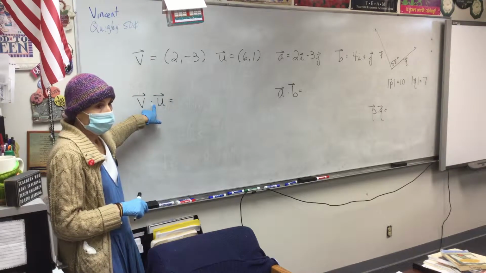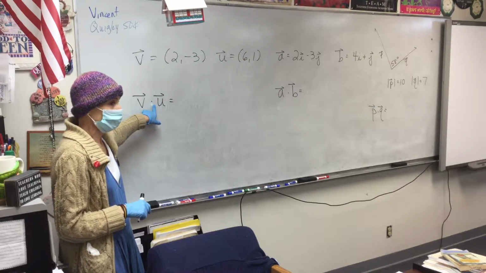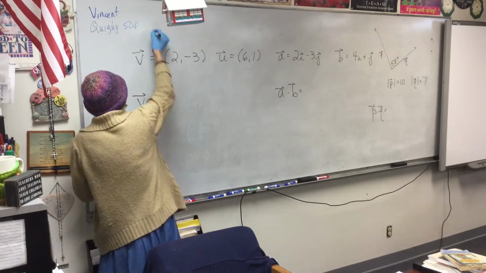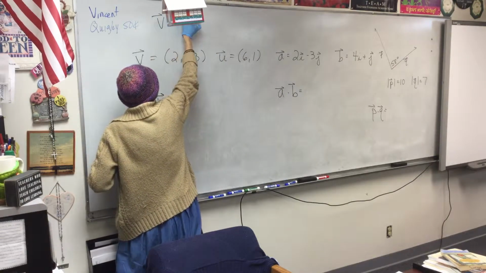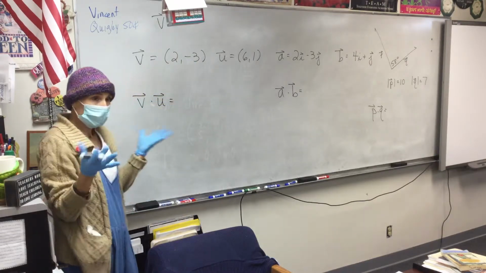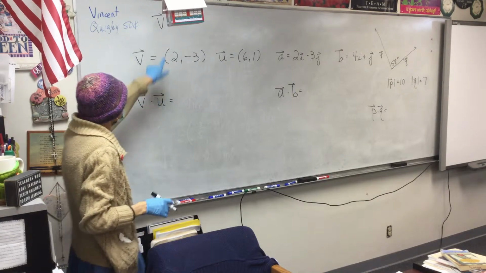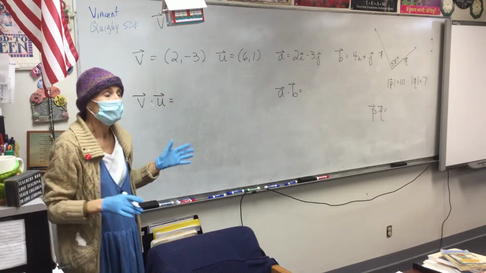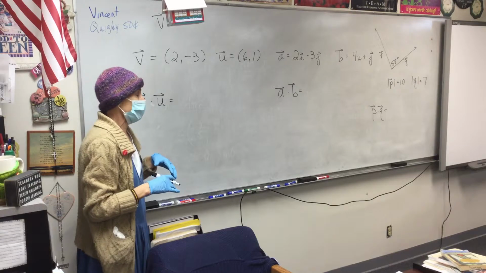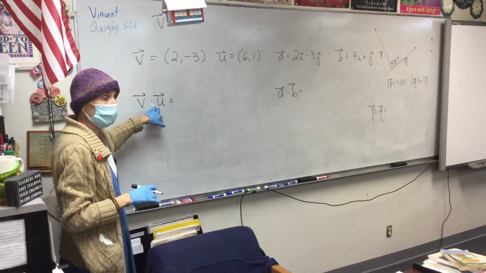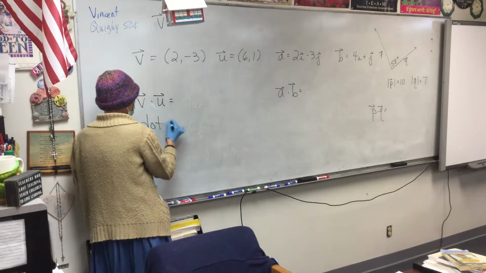So what is it called? When we do vector multiplication, the symbol matters. In regular multiplication, it doesn't. If I said 2 times 3, I could use that symbol or that symbol and it wouldn't matter. With vectors, it does matter. So this one is called the dot product.